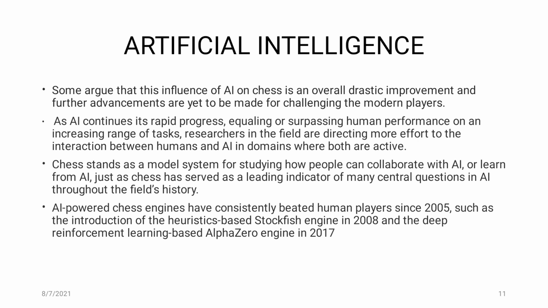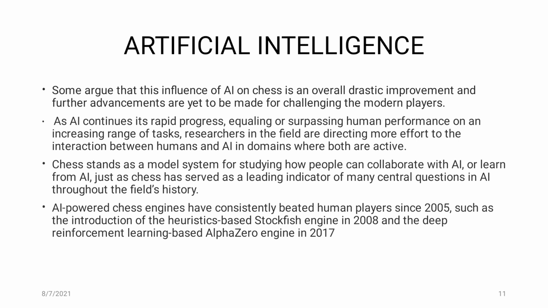As AI continues its rapid progress, equaling or surpassing human performance on an increasing range of tasks, researchers in the field are directing more effort to the interaction between humans and AI in domains where both are active. In such domains, chess is considered to be the best game for research. Chess stands as a model system for studying how people can collaborate with AI or learn from AI, just as chess has served as a leading indicator of many central questions in AI throughout the field's history.